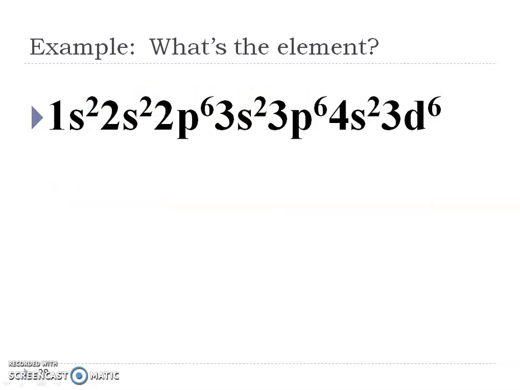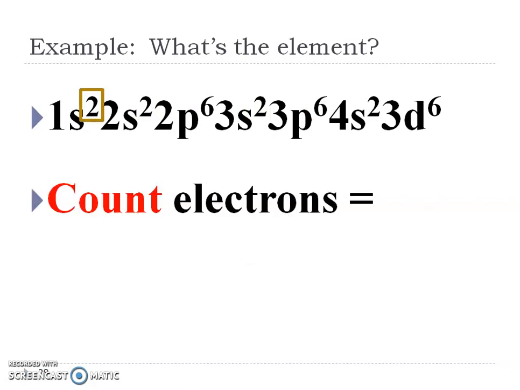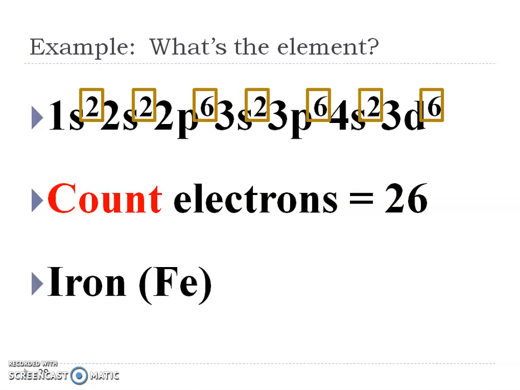So one more I believe I have. So count those electrons up. You should have gotten 26. And so 26 on your periodic table is iron.